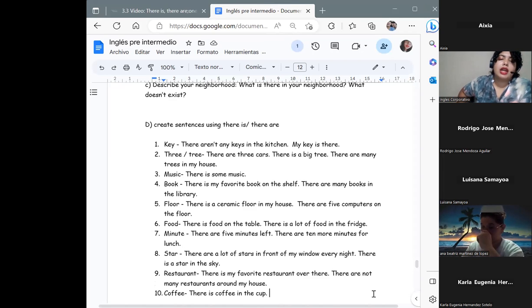There are many books in the library. There is a ceramic floor in my house. There are five computers on the floor. There is food on the table. There is a lot of food in the fridge. There are 5 minutes left. There are 10 more minutes for lunch. There are a lot of stars in front of my window every night. And there is a star in the sky.